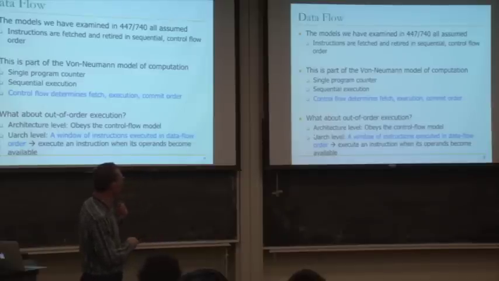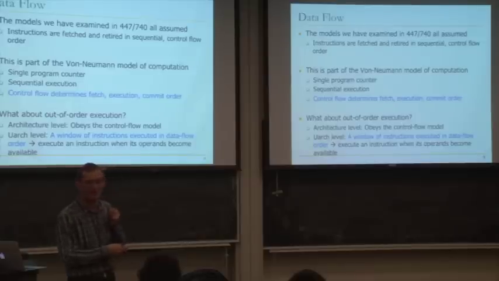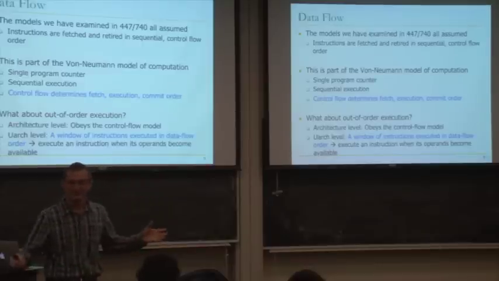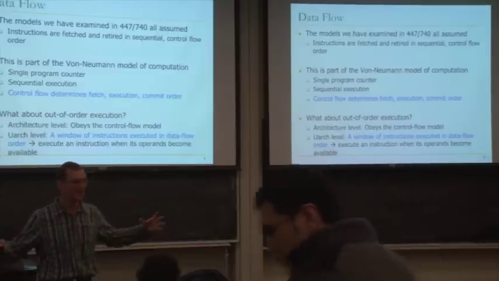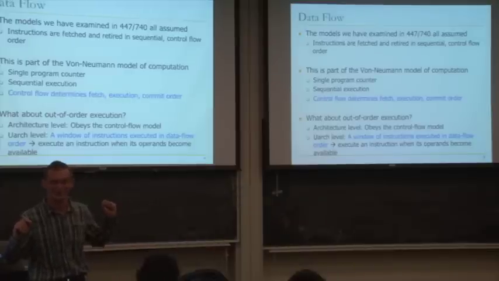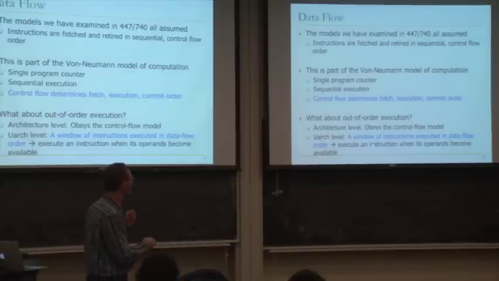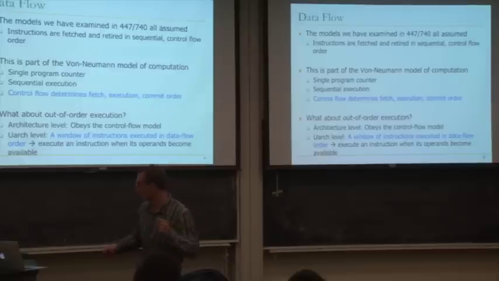And out-of-order execution is similar. Right? At the architecture level, again, it obeys the control flow model or von Neumann model. But at the microarchitecture level, now you have a window of instructions that are executed in data flow order. And this is based on the principles that we will talk about today. Basically, what is data flow order? You execute instructions when the operands become available.